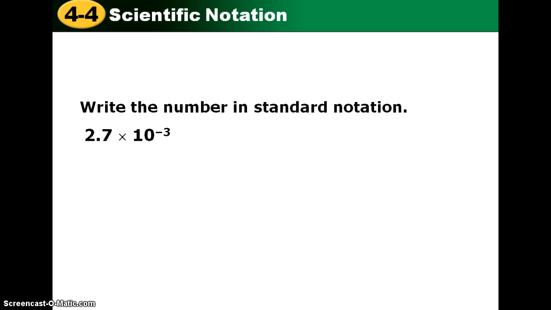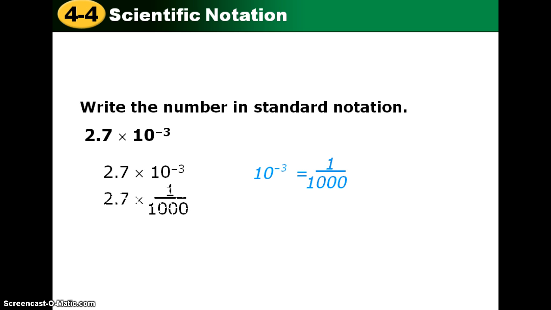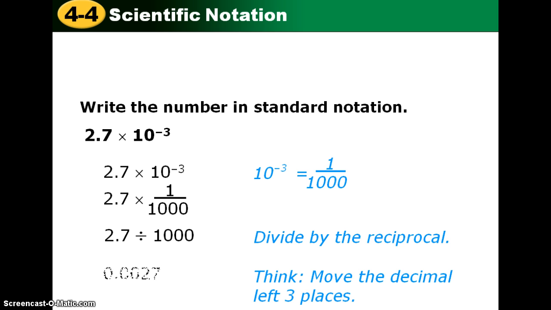So 2.7 times 10 to the negative third. Here we have a negative exponent. That means move the decimal left 3 spots. So start with your pencil at the decimal, move 3 spots to the left. We get 0.0027. You can see the steps leading up to that are showing what's really going on, but we don't need to show our work when it comes to that. As long as you understand that it's shifting the decimal, that's what we need to know.